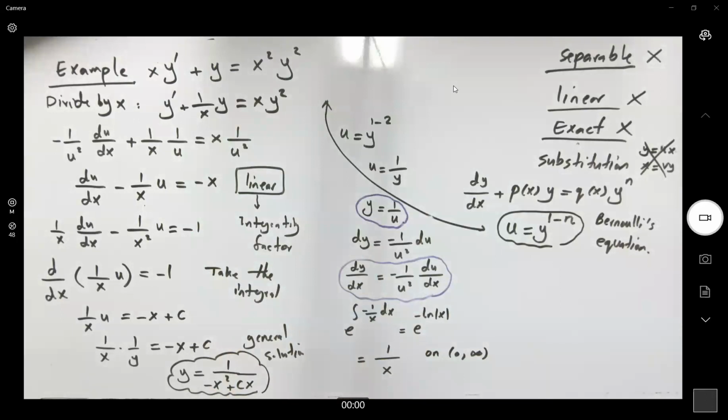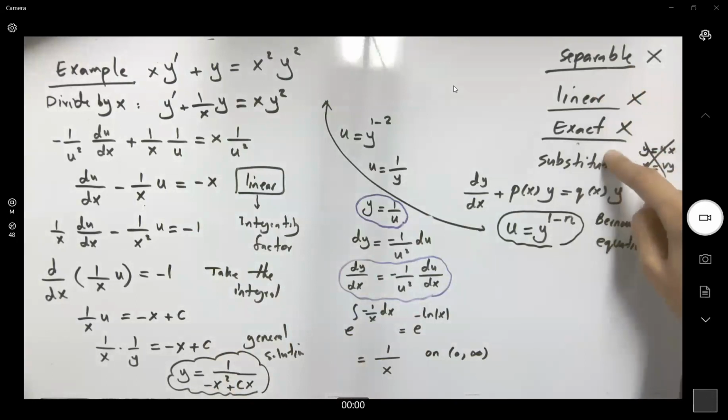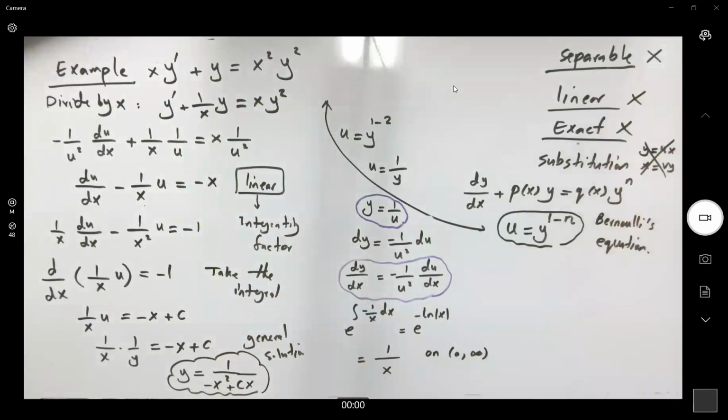So when you see a differential equation, it's important to check to see which method works the best for that differential equation.